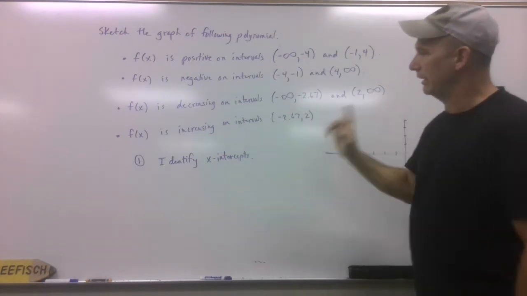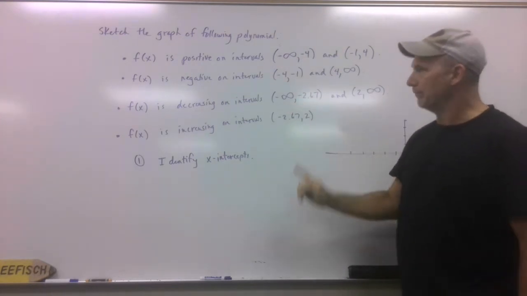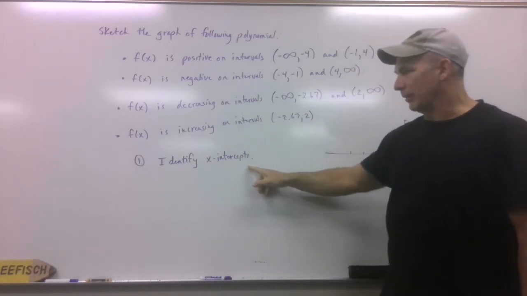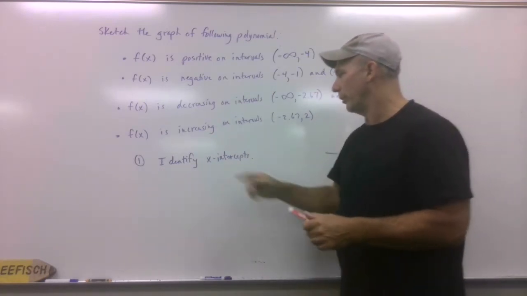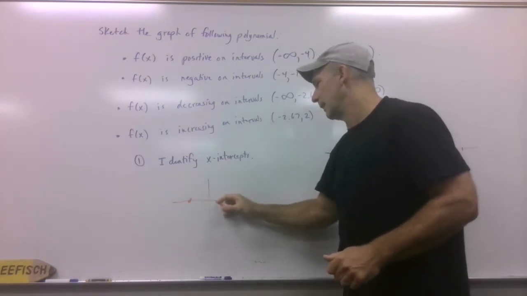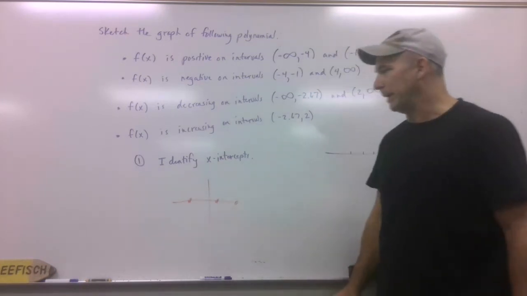Now, let's think backwards, okay? So the question says identify the x-intercepts. So we know that x-intercepts are any places on the x-axis where the graph might go through that.